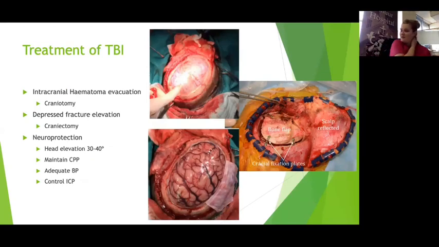Okay, treatment of TBI in terms of the surgery. So we usually try and evacuate what we can in terms of intracranial hematoma through a craniotomy. Just to also remember, a depressed skull fracture can also cause significant mass effect on the brain itself. And we usually alleviate that by a craniectomy. So often we have to elevate the bone fragments and then toss the pieces away, especially if it's an open wound. And then we continue with neuroprotection in our units with the head elevation, maintain adequate cerebral perfusion pressure, ensure adequate blood pressures, and try our very best then in the ICU to control our intracranial pressures.